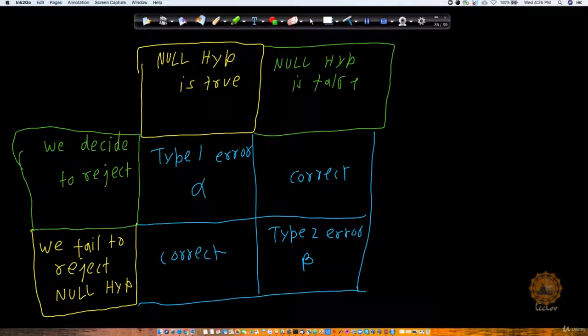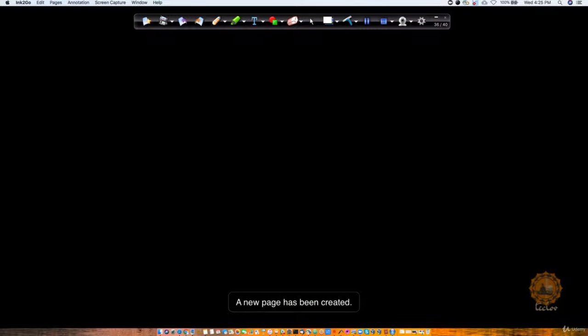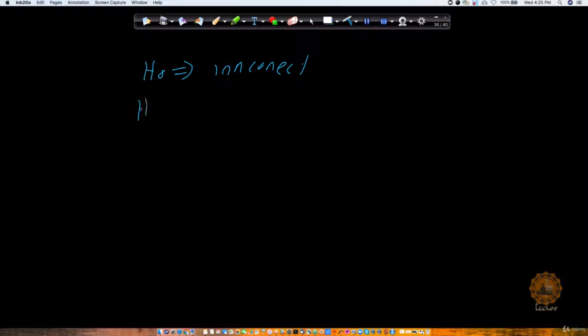You can think of it with this example. Let's say there's a criminal case where we are going with a null hypothesis that he is innocent. He is an innocent person. And the alternate hypothesis is that he is guilty. Now in this case, what will be your alpha? What is going to be your type 1 error?